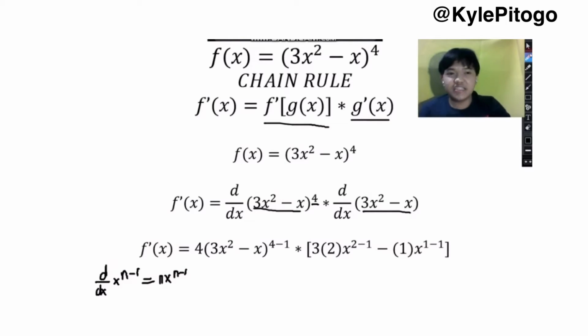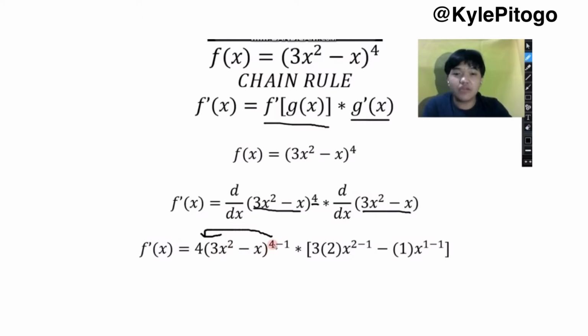as you can see here, this is how you find the derivative of a power. We're going to bring down n while subtracting 1 from n. That is how you can find the derivative of any power. So we're going to apply it here. Bring down 4 while subtracting 1 from 4. So therefore 4 times 3x squared minus x raised to the power 4 minus 1.